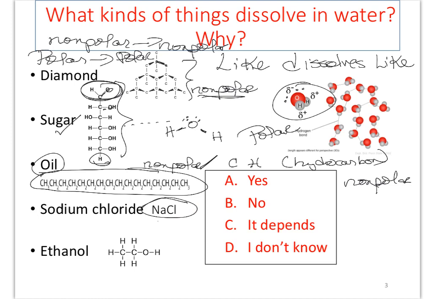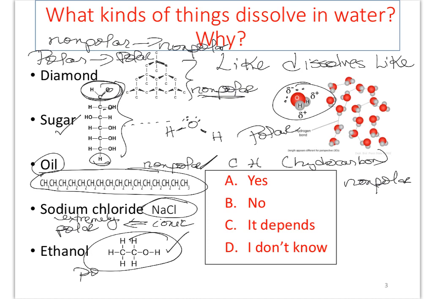Sodium chloride is an ionic compound. All ionic compounds are extremely polar. So most ionic compounds will dissolve in water. Not all of them, most of them. And ethanol, we talked about this the other day. That's what's in alcoholic beverages. And again, kind of similar to sugar, it's going to dissolve in water because it is polar. And it's also capable of creating hydrogen bonding with water, which is going to make it want to dissolve even more.